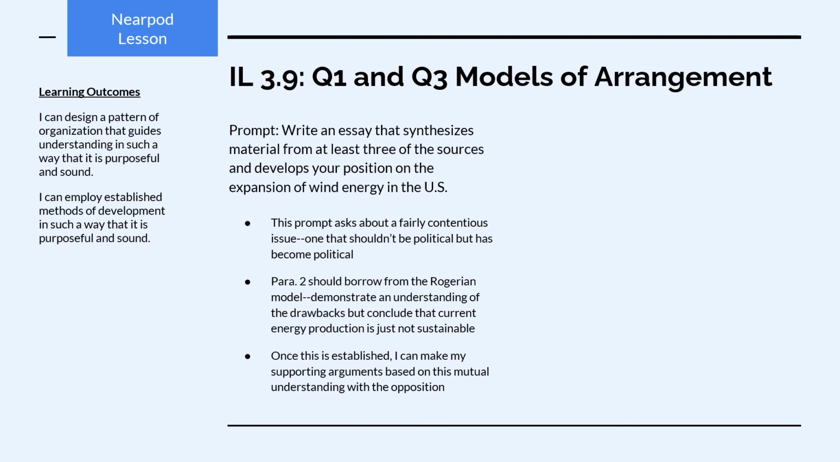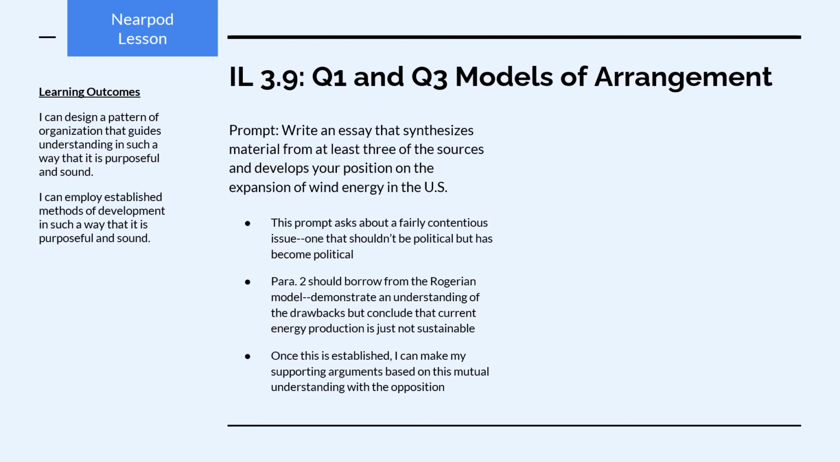So my second paragraph, where I prime the audience, I think here I would borrow from the Rogerian model. I would demonstrate an understanding of the drawbacks of expanding wind energy, but conclude that current energy production is just not sustainable, because that's really hard to argue with, right? If I acknowledge to my opponents that, hey, I get that there are drawbacks, but honestly, can you sit there and say that we can keep going like we're going now forever? No one's gonna say yes to that. So once this is established, I can then make my supporting arguments based on this mutual understanding.